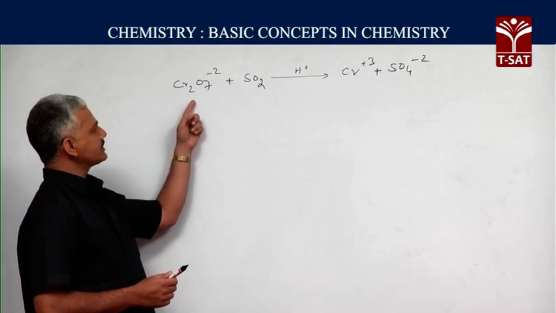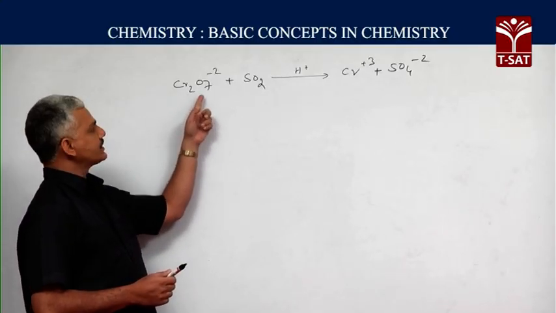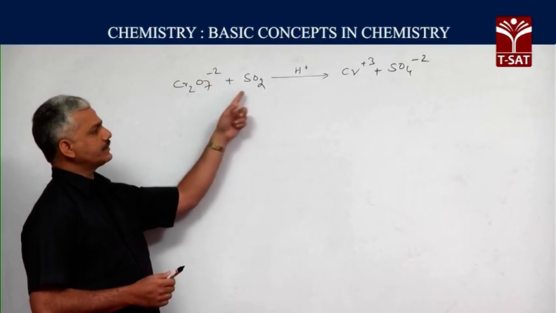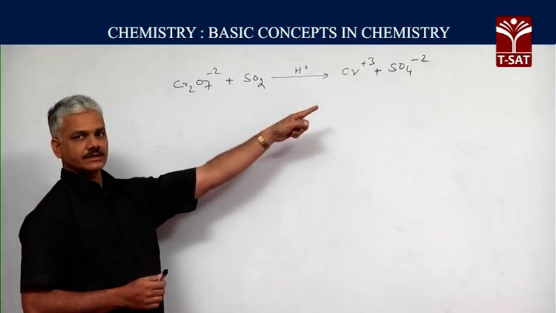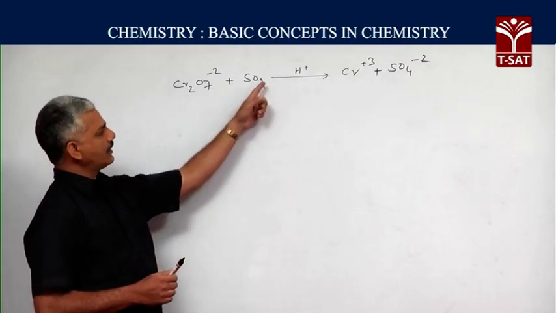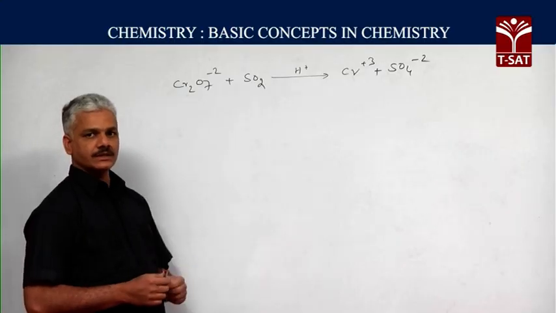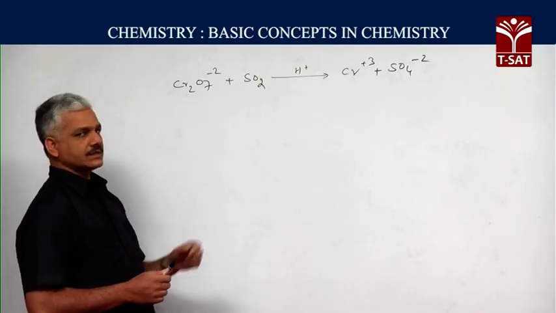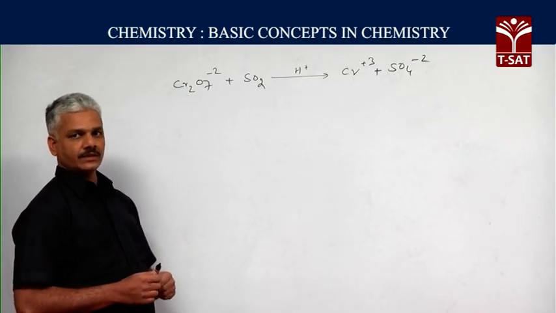The given equation is Cr2O7 2- plus SO2 gives Cr 3+ plus SO4 2-, and over the arrow mark H+ ion is written, which means this reaction is taking place in acidic medium.